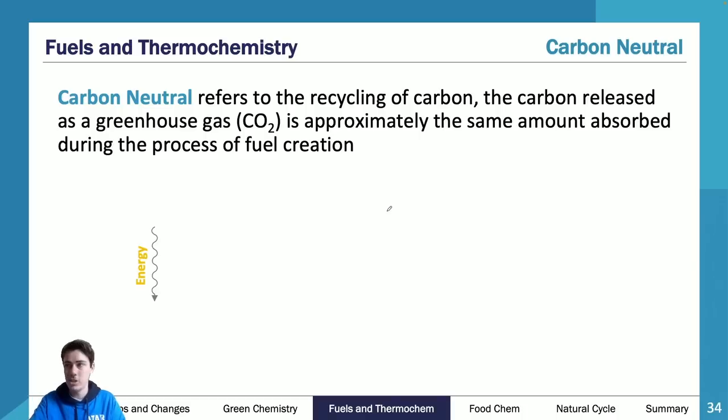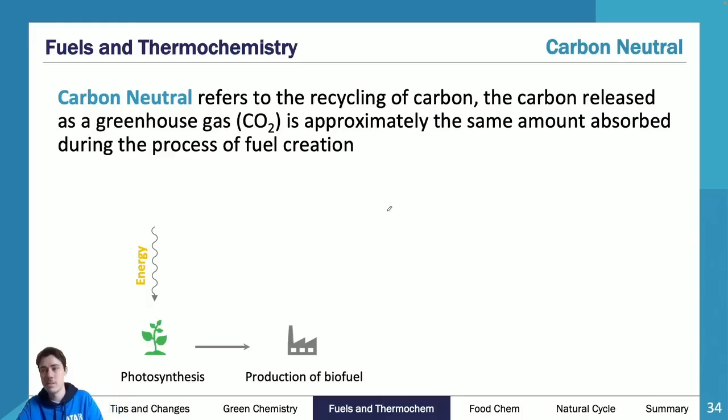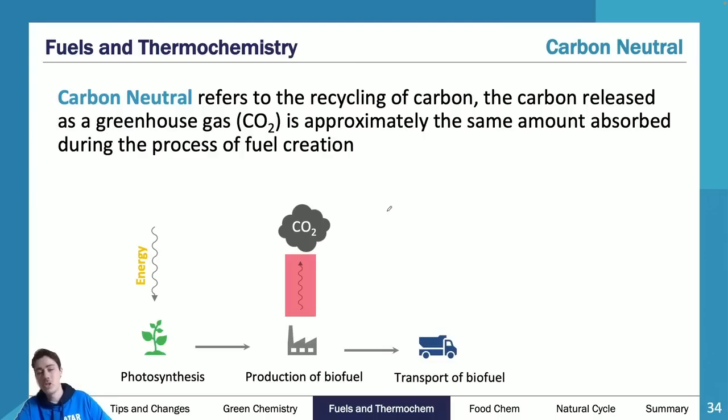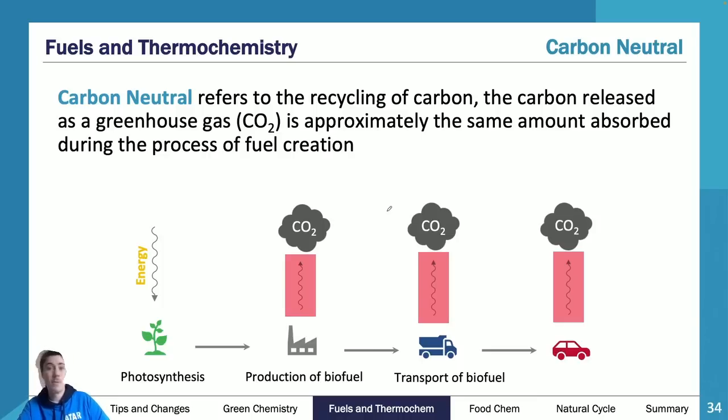So let's just say we have energy from the sun that goes into photosynthesis. That photosynthesis and that plant is then used to produce biofuel. That biofuel production probably produces a little bit of CO2. Naturally, it has to. We have to use facilities that use energy. We then have to transport our biofuel. That's probably going to release some CO2 as well. We then use our biofuel, and our biofuel does produce CO2. That's the natural fact of it.